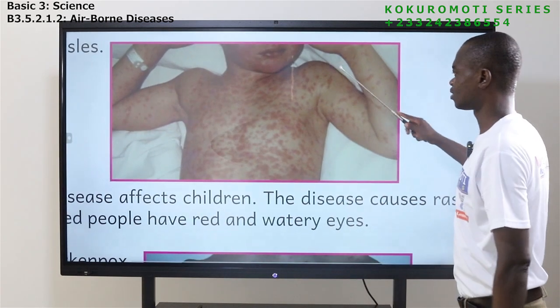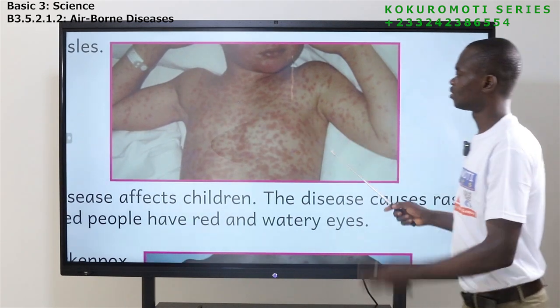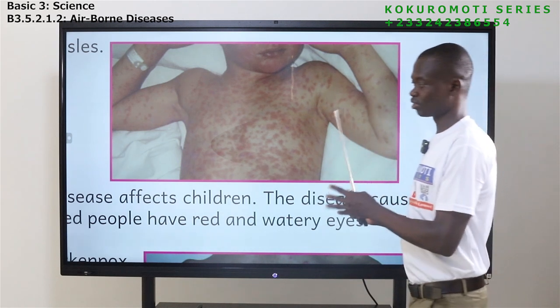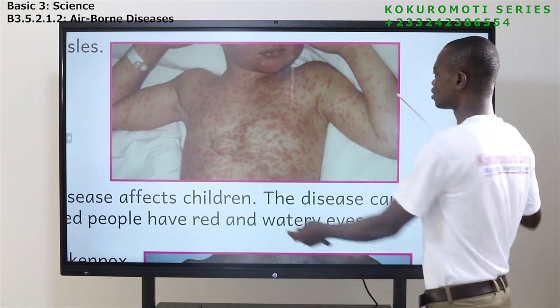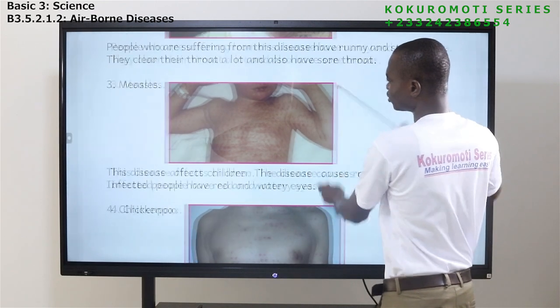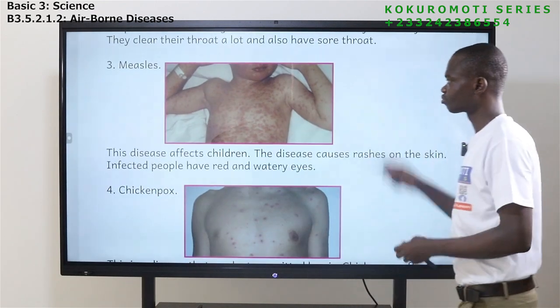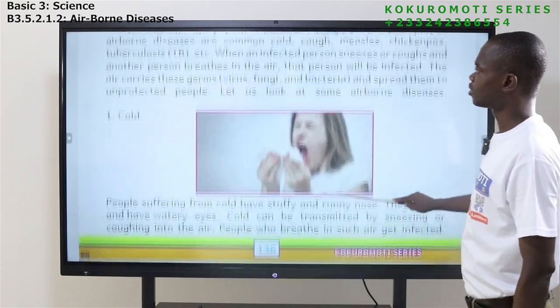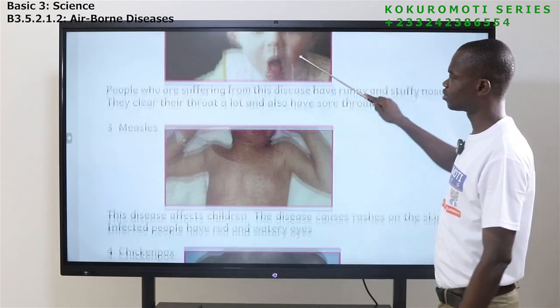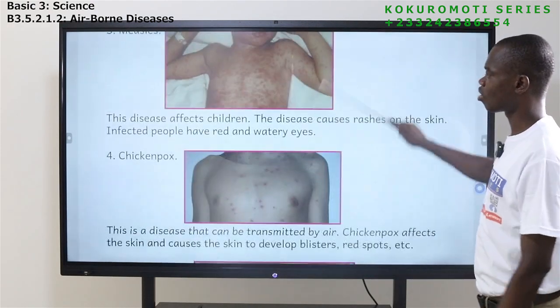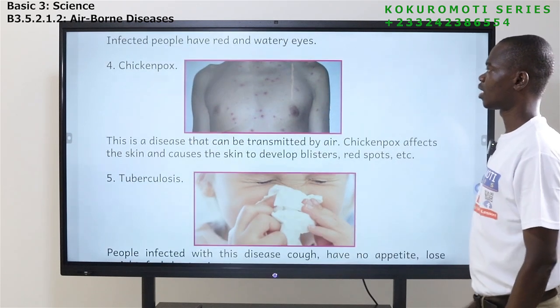If you look at the skin, you could see that the person is suffering. And this is how measles looks. Okay. So we have mentioned how many? One is cold, cough, and then measles. These are all airborne diseases.